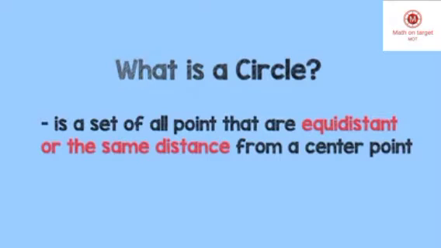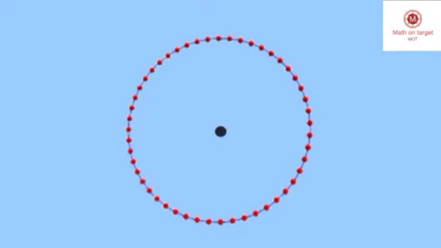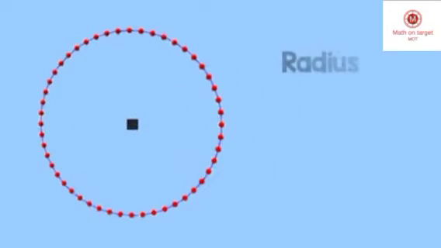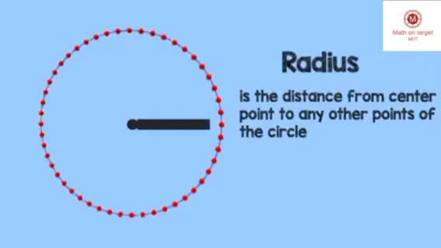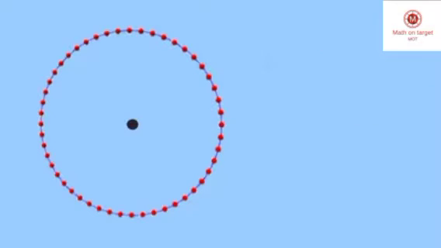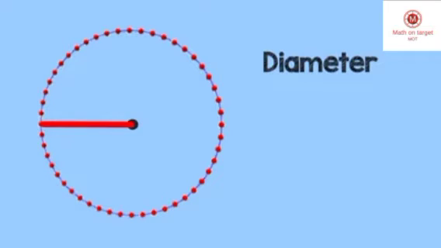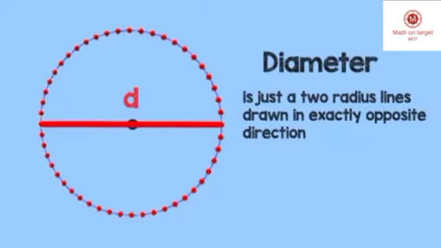Now, let's first define some parts of the circle. First, we have an original point that we started with in drawing the circle, and it is called the center point. Next is the radius. Radius is the distance from the center point to any other point of the circle. Another important part of the circle is the diameter. If you draw a line from one point of the circle through the center point to another side, that distance is called the diameter. In other words, the diameter is just two radius lines drawn in exactly opposite directions. So those are some important parts of a circle.